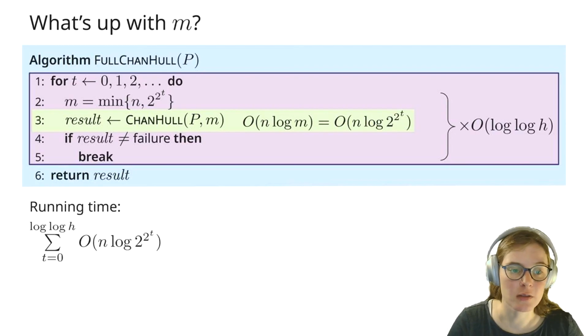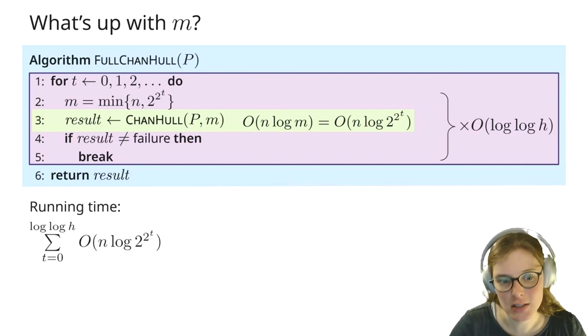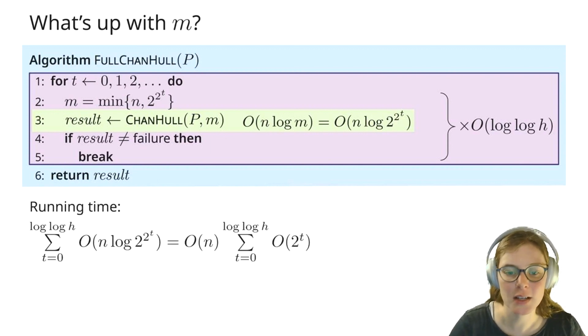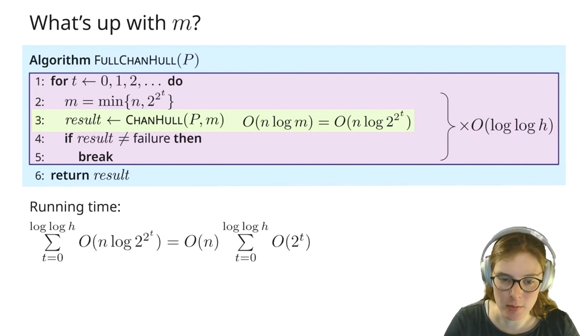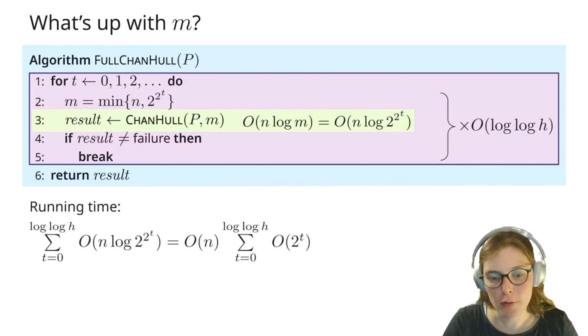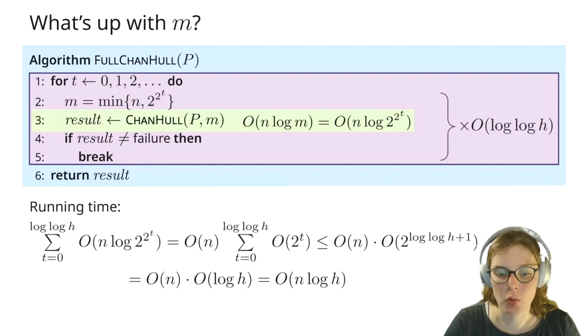So now putting the running time together, we get that the total running time will be given by a sum for t from 0 to log h of big O of n log 2 to the 2 to the t. Log of 2 to the 2 to the t is just 2 to the t, right? And now we can replace the sum using the formula for the sum of the series of exponents, which reduces to the total running time of big O of n log h.